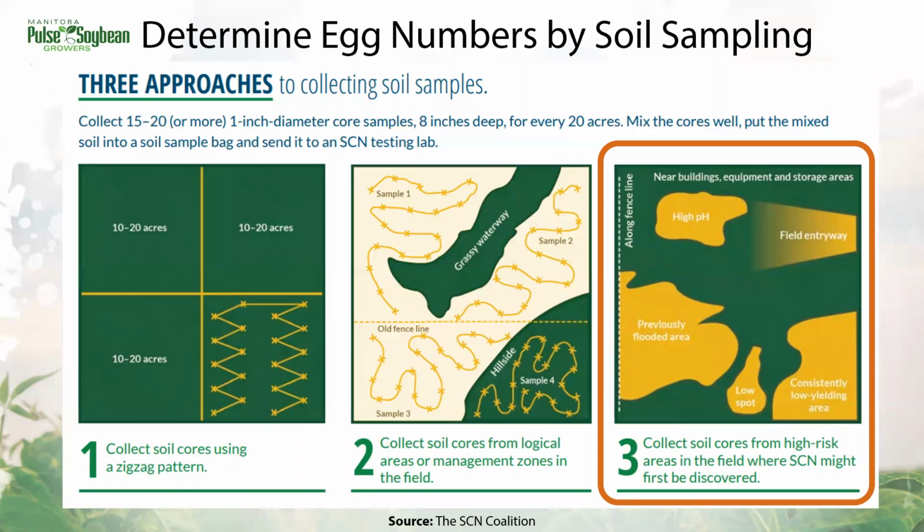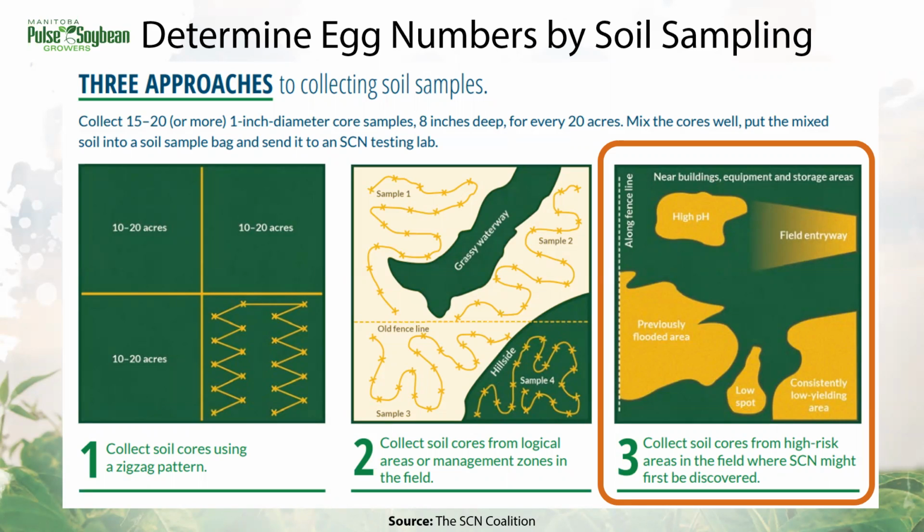Once SCN is established and visible on roots in the field, those population numbers can be monitored by commercial soil tests. To do that, we're collecting 15 cores from every 20 acres of the field, taking the top 8 inches of soil, 1 inch in diameter. AgVise has an SCN soil test, and it reports egg numbers in your field. That report, though, is only going to be as good as the soil collected for the test, and there are a few different methods you can employ.